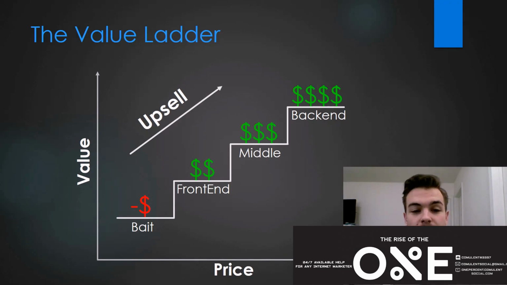So this is the value ladder right here, and this is a little bit of a different way of putting it, which I kind of like. It also comes from Russell Brunson's book, .com Secrets. Even though you may not have seen this before, you may be very familiar with it already.